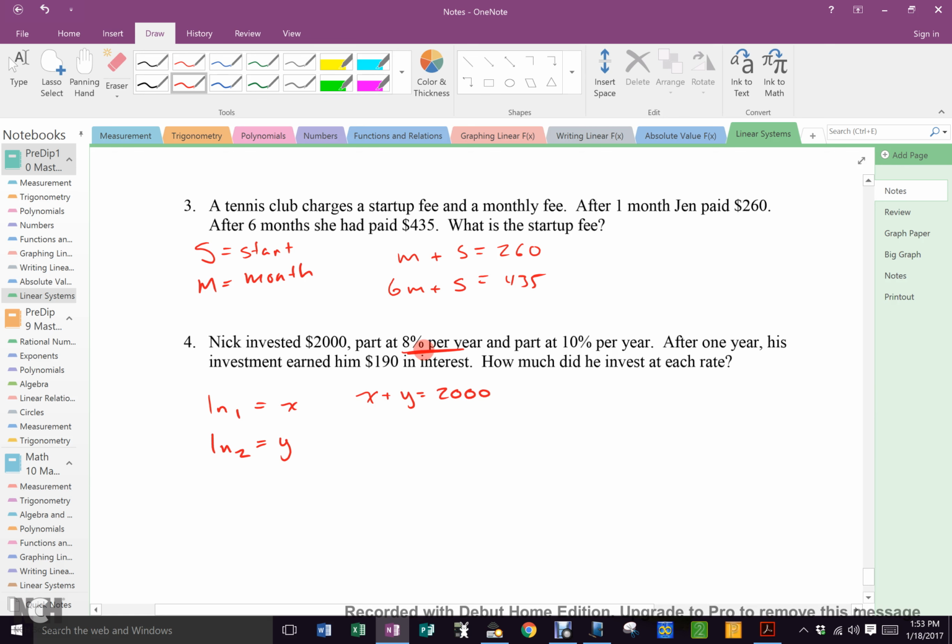8% of one of them. What's 8%? 0.08 of investment 1 plus 0.1 of the investment Y gives them what interest? 190. Can you now solve that? Of course you can. How easy are word problems?